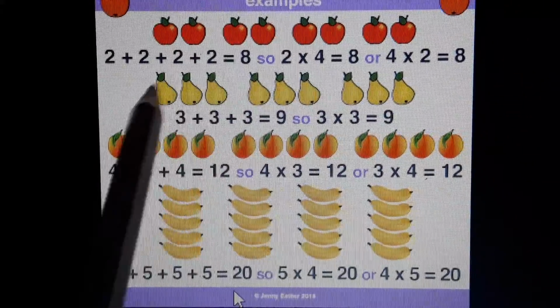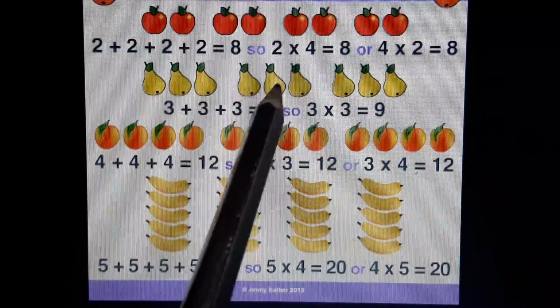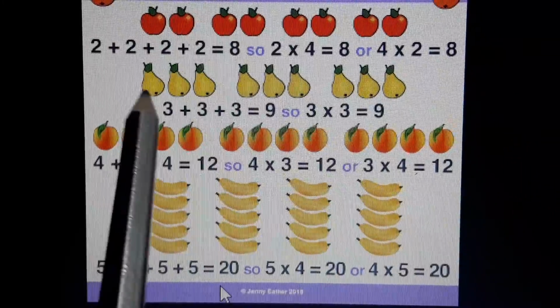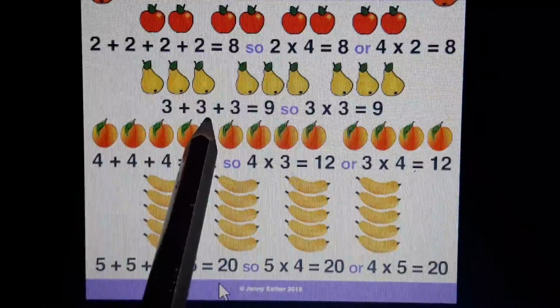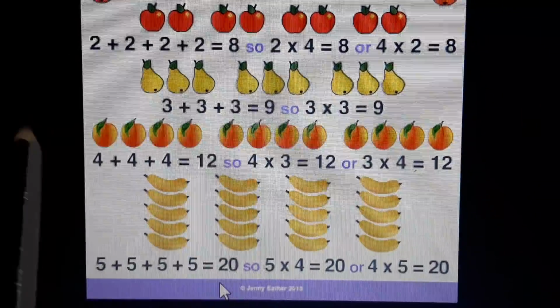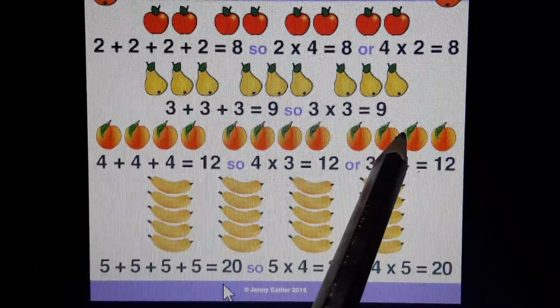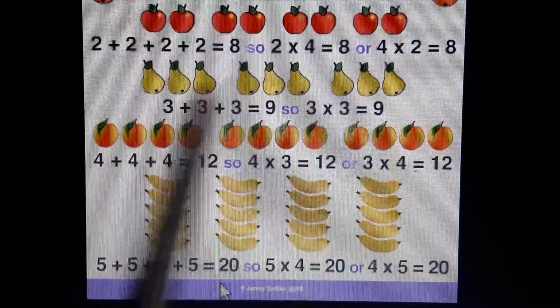Here some oranges. In each group 3 oranges, and there are 3 groups here. How can we write this? 3 plus 3 plus 3. 3 plus 3 is 6, 6 plus 3 is 9. So 3 multiplication sign 3 equals 9.